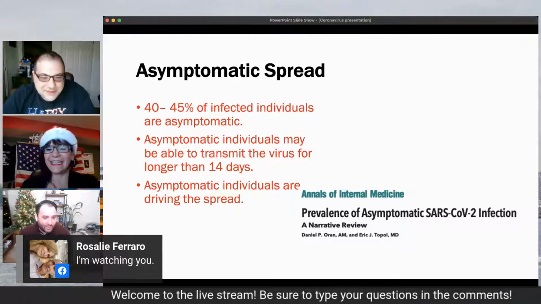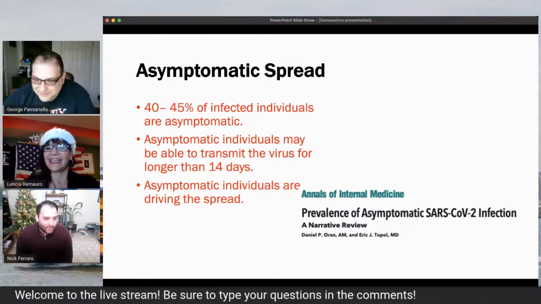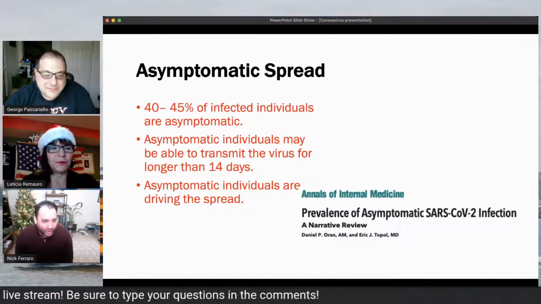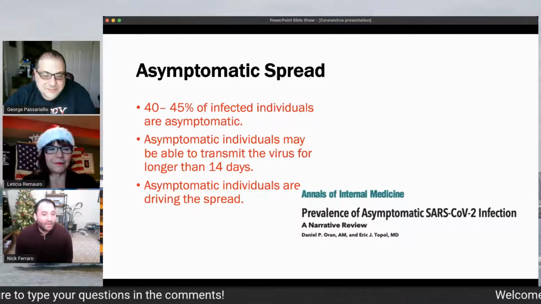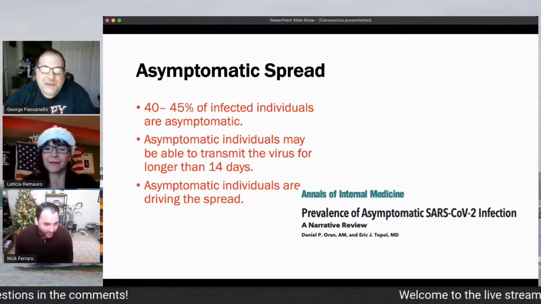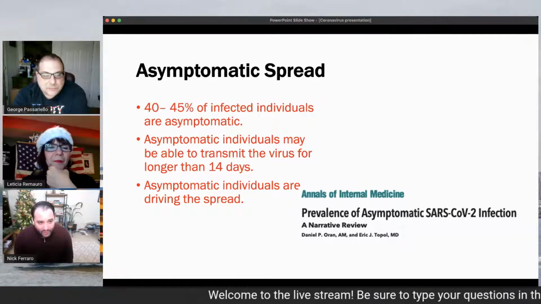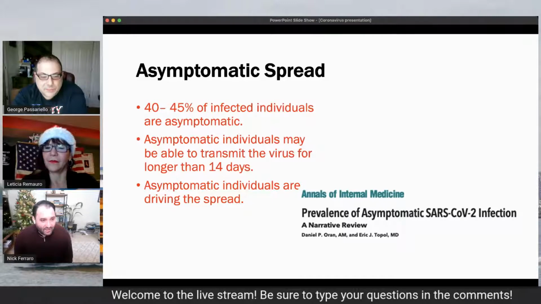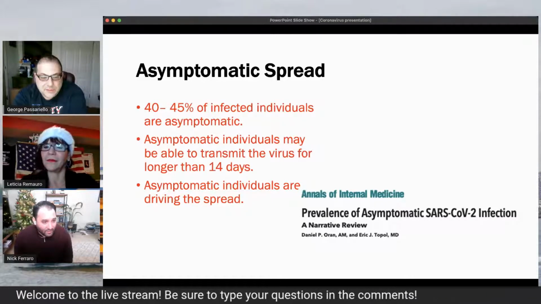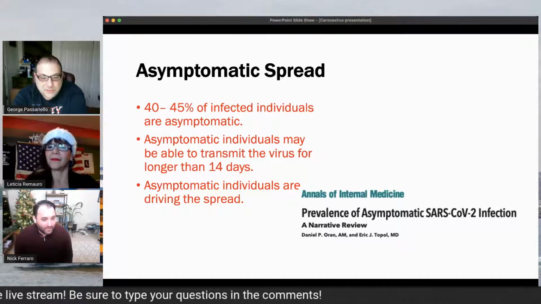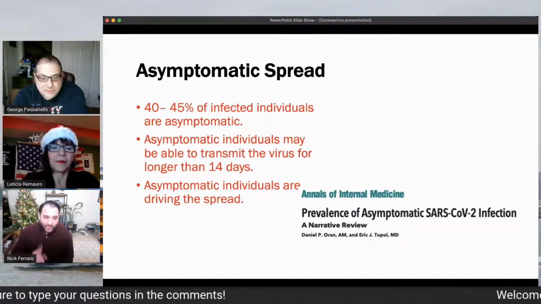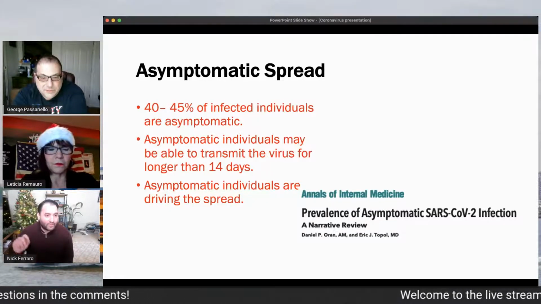The asymptomatic individuals are really driving this spread. Basically, the cell's replicating, you're shedding virus, you're passing it to people, and you don't even know that you're doing it. I was asymptomatic. If we look at polio, 70% of cases were asymptomatic. 70%. That's a huge amount. And this is a very, very big problem in terms of contact tracing.